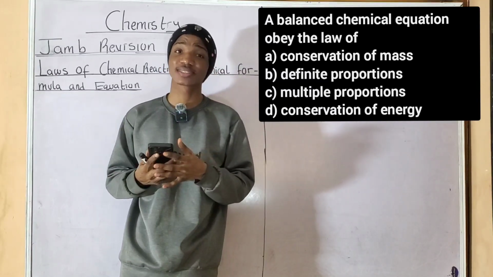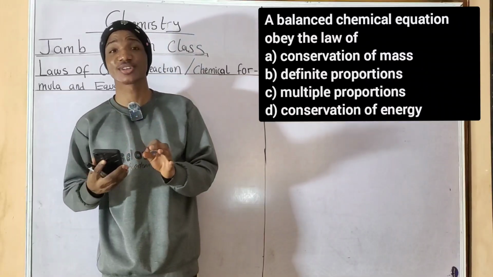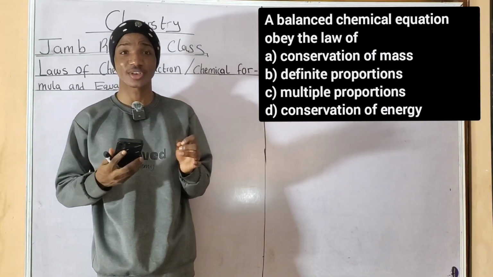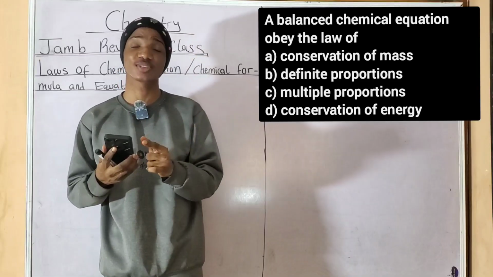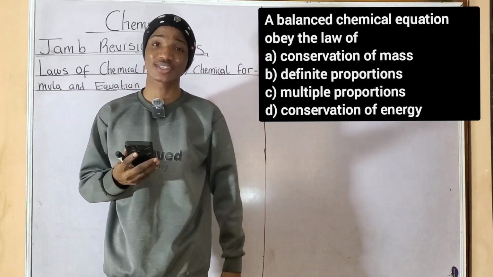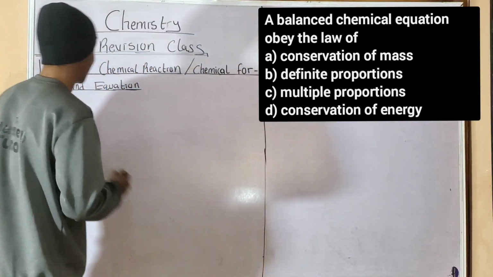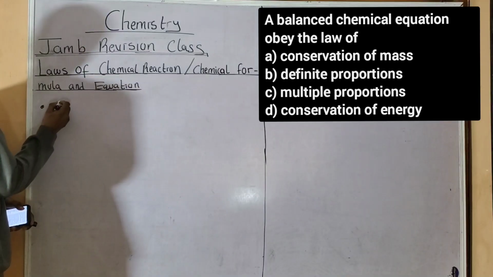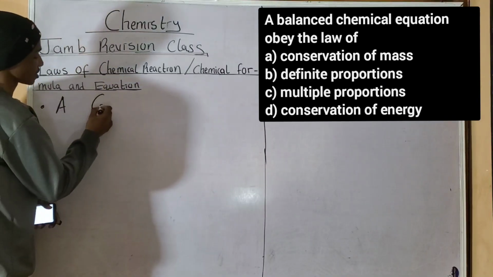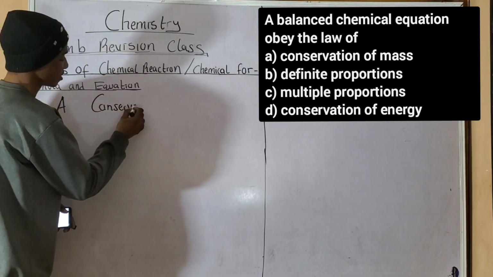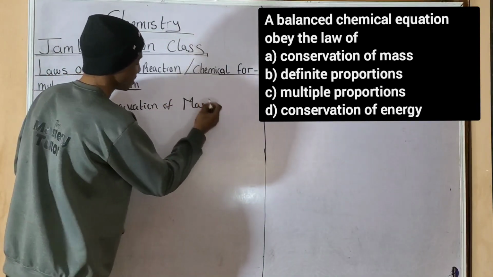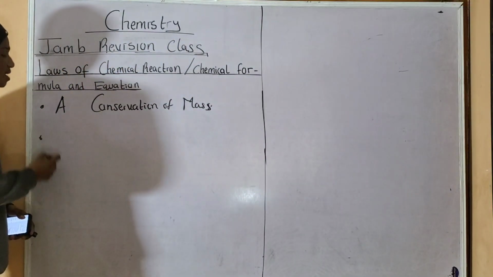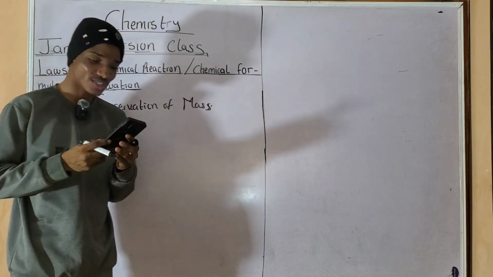And this law states that in the course of a chemical reaction, mass is neither created nor destroyed. If you look at the remaining options, they do not apply directly to chemical equations. Do you understand? So for that question, option A, conservation of mass, is correct. Okay. Let us proceed to the next question.